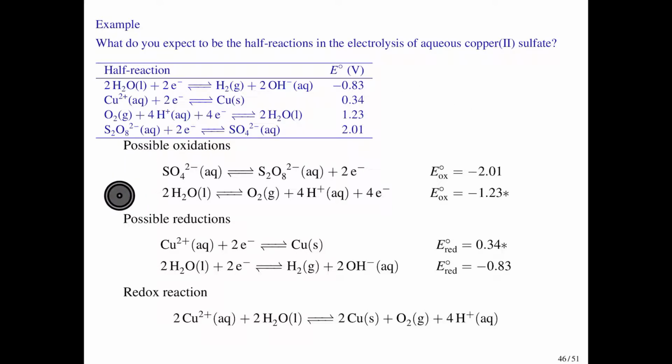anode. Okay, and so water could be oxidized to oxygen, and also we can consider the oxidation of sulfate going to the disulfate ion. So notice that here's what you find in your table of half reactions. The reaction that occurs at the anode would be the reverse of that. And so what I've then done is I've taken the reverse reactions from the reduction table, and then I've taken their reduction potentials and changed their sign to give me the oxidation potential at the anode.